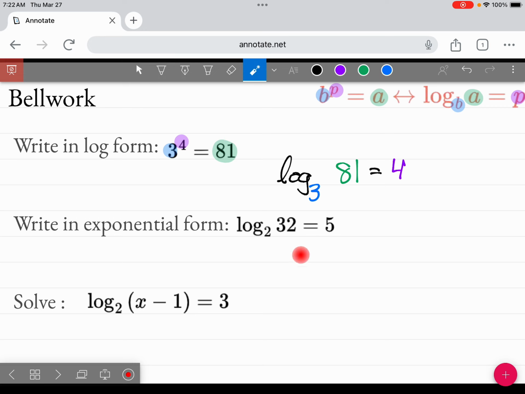All right, so let's do this one. How do we write this in exponential form? Our base is 2. Same pieces. I want to start with that base. What's our power? 5. So 2 to the 5th equals the argument, 32.